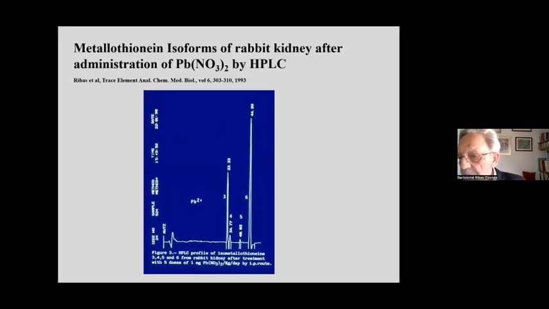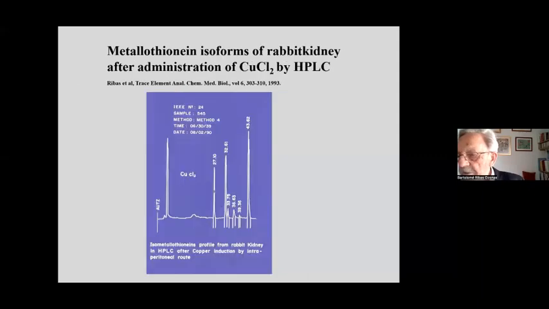And in the next figure, metallothionein isoforms in rabbit kidney after administration of copper. In copper, we see also the great affinity of isometallothionein. Metallothionein has greater affinity than to lead, and we see a nice clear separation of the isoforms. And in the next figure, metallothionein isoforms in rabbit kidney after administration of zinc. After administration of zinc, zinc has a very great affinity.